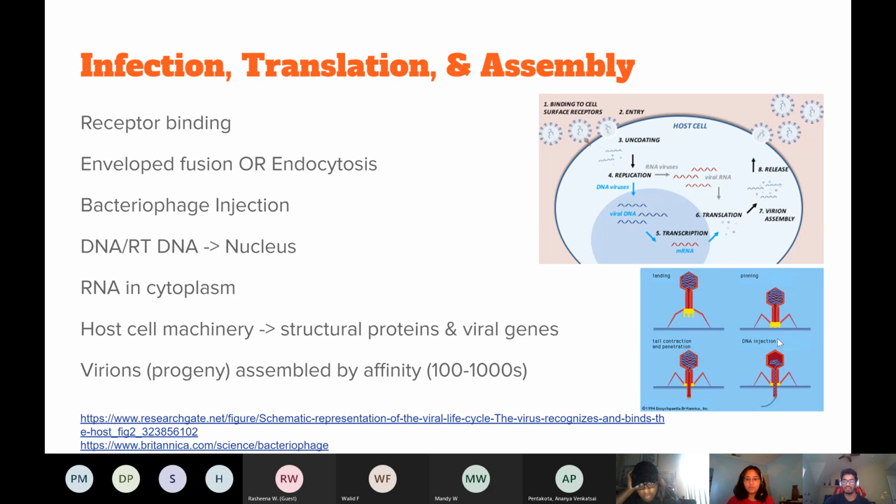And this is a bacteriophage, for example. This realignment allows the fusion of the base plate to the cell membrane and the injection of genetic material. On the other hand, for enveloped viruses, since the envelope and the cell membrane are super similar, the envelope will just merge into the cell membrane and release the capsid into the cell.